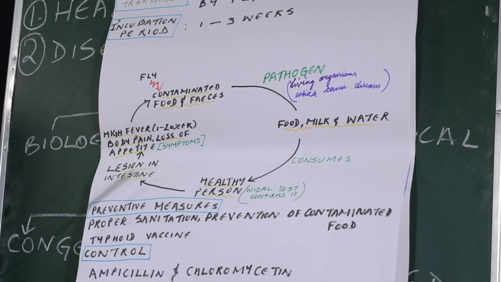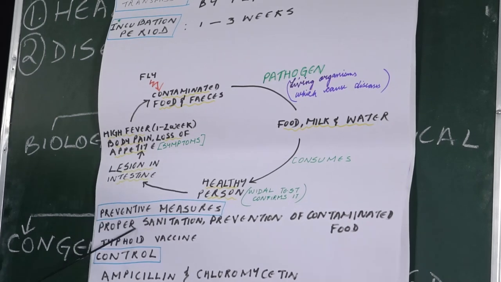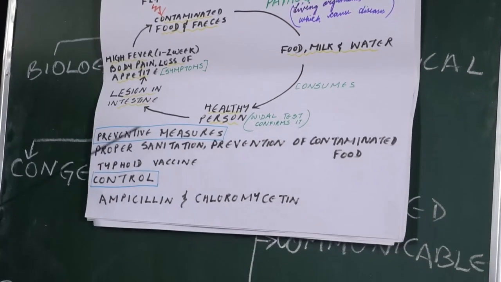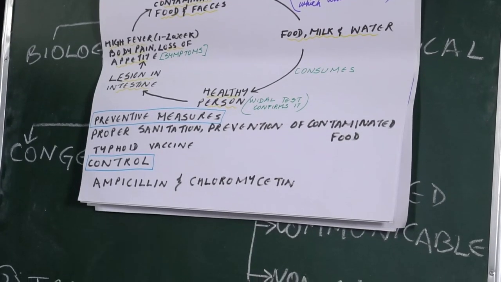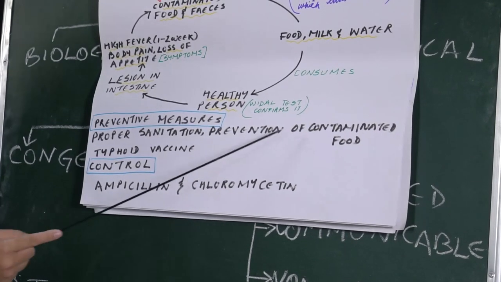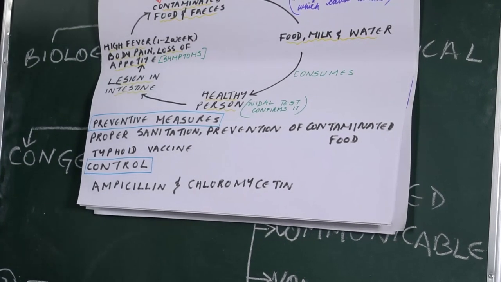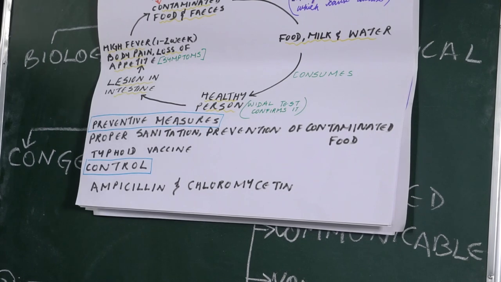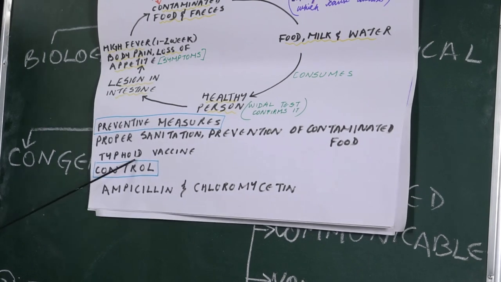So in order to prevent this, what do you need to do? The most important thing is sanitation. That means the toilet should be properly sealed, okay? It should not be an open area. Prevention of contaminated food. That means your food should be covered in a net type, or it should be washed properly before eating.